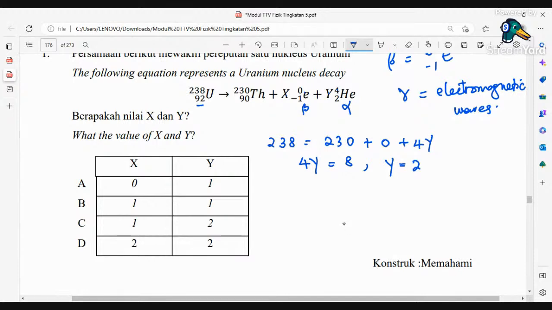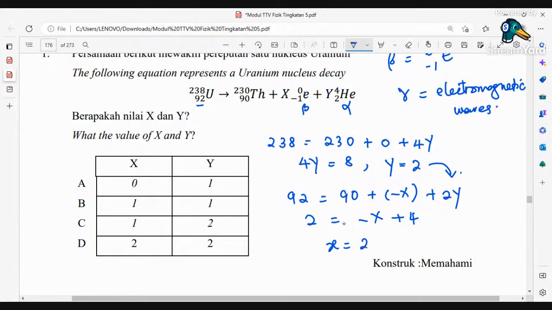Okay, now we use the proton number. 92 equals 90 plus x times -1, which is negative x, plus 2 times y, 2y. Okay, so from here we already have y equals 2, so you just substitute here. 2 equals negative x plus 4, since 2 times 2 is 4. So x equals 4 minus 2, also 2. So x is 2, y is 2. So the answer will be D. Okay.